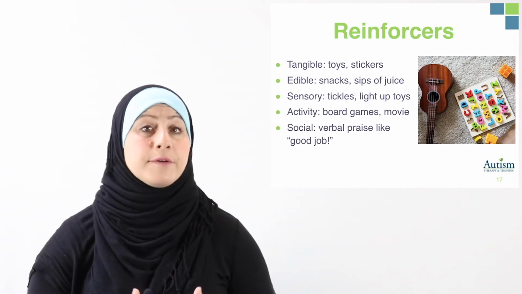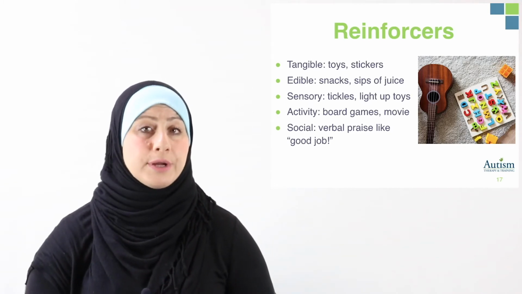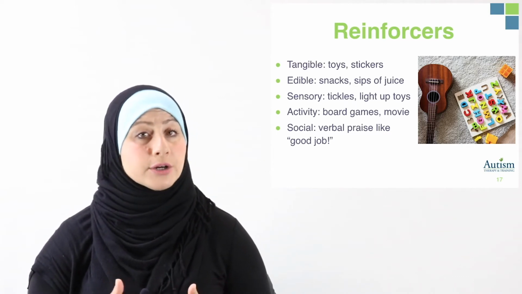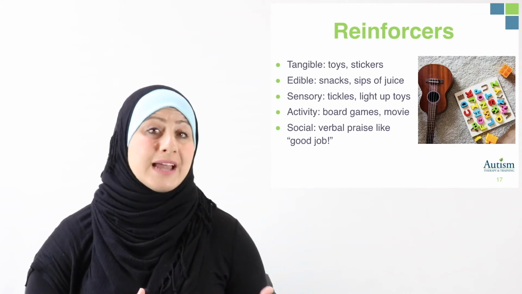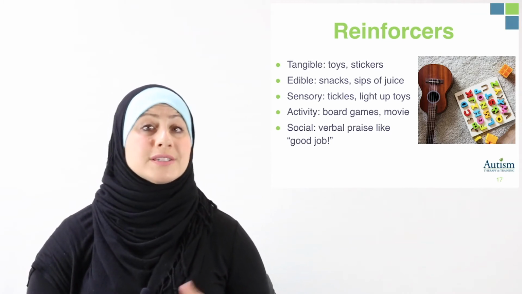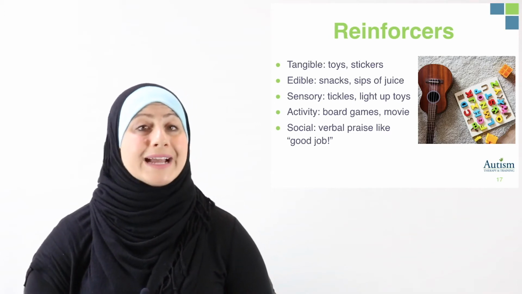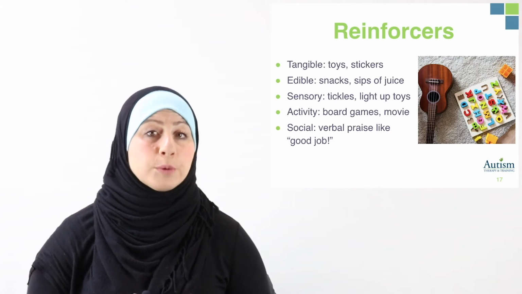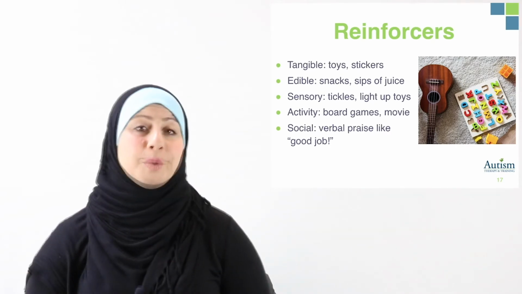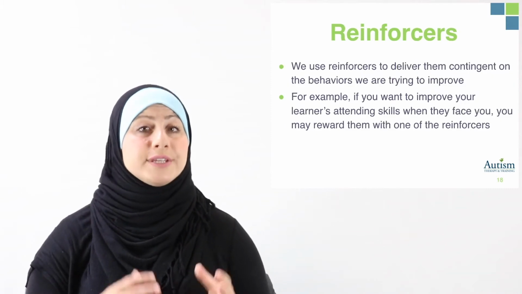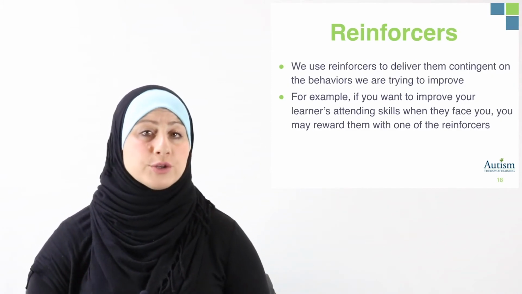Some examples of primary and secondary reinforcers are tangibles, such as toys, stickers. Then there are edibles like snacks or sips of juice. There are sensory reinforcers, such as tickles and light-up toys, activities like board games or movies, and socials, such as verbal praise like good job. We use these reinforcers to deliver them contingent on the desired behavior that we're trying to improve.